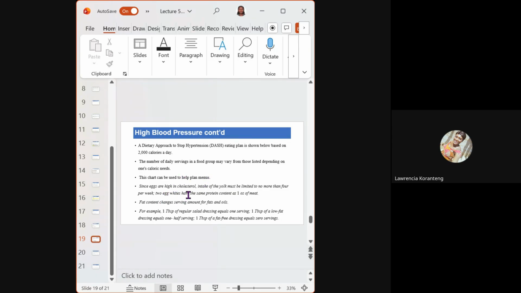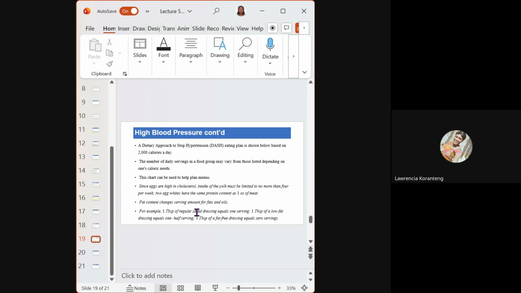Since eggs are high in cholesterol, intake of the yolk must be limited to no more than 4 per week. 2 egg whites have the same protein content as 1 ounce of meat. They are saying that because we want to limit cholesterol, if you are cooking for a hypertensive person, you have to make sure that they limit their yolk intake.